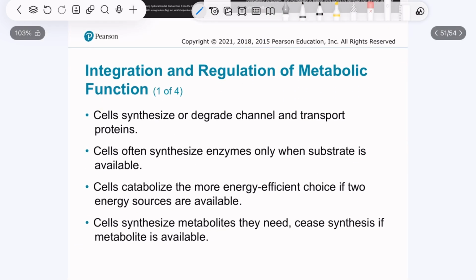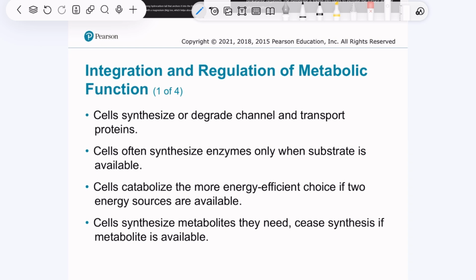Integration and regulation of metabolic functions. So, cells synthesize or degrade channels and transport proteins. This means that cells can adjust their transport mechanisms by synthesizing or degrading proteins that allow substances to enter or exit the cell based on metabolic needs. Cells often synthesize enzymes only when the substrate is available. This means that enzymes are produced in response to the presence of their substrate, conserving resources by not producing enzymes unnecessarily. Cells catabolize the more energy-efficient choice if two energy sources are available.